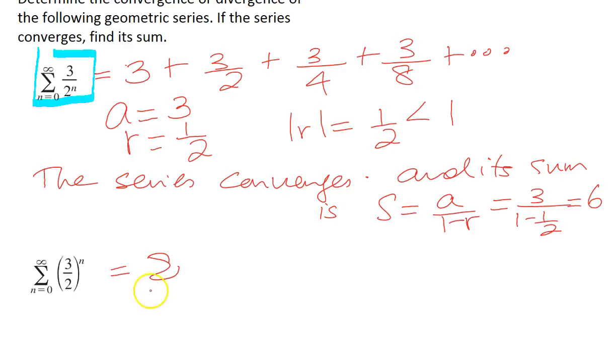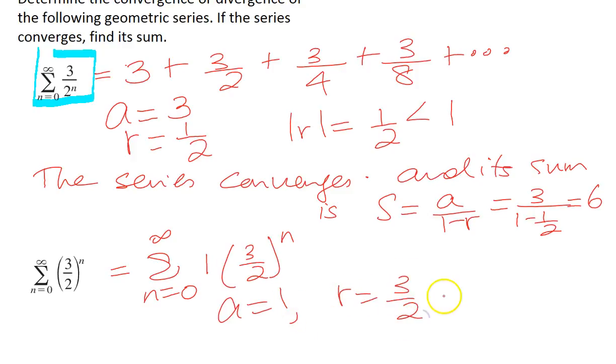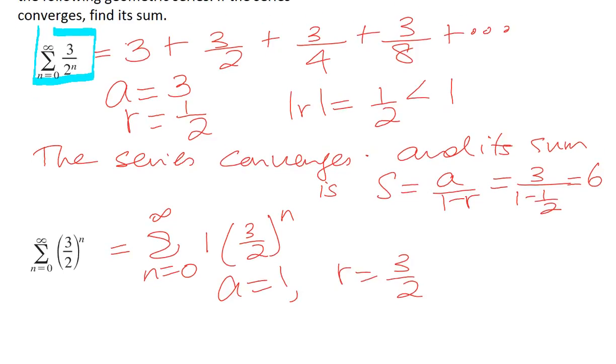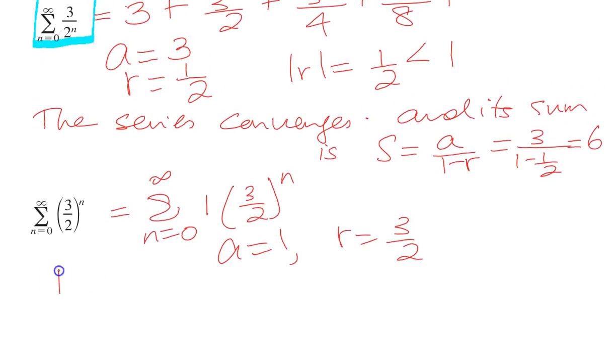You want to put it in the form a times r to the n. You see an invisible number. That is your a, r to the n. A is 1, r is 3 halves. Okay, so what can you say about the absolute value of r? So, absolute value of r is 3 halves, which is bigger than or equal to 1.